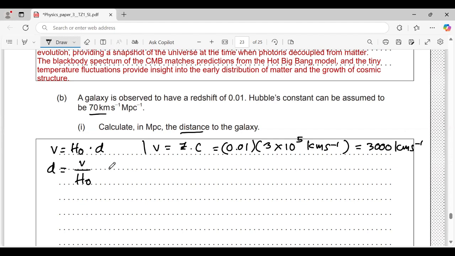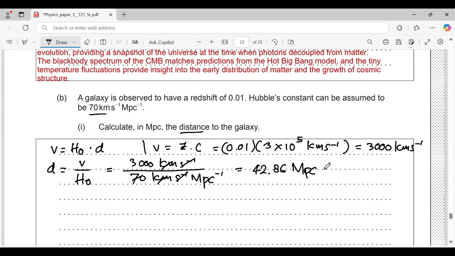So distance equals 3,000 kilometer per second over 70 kilometer per second per Mpc. The units cancel, and 3,000 over 70 is 42.86 Mpc, or rounded, 43 Mpc.